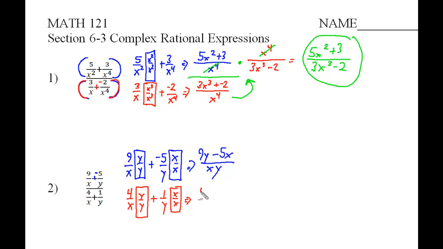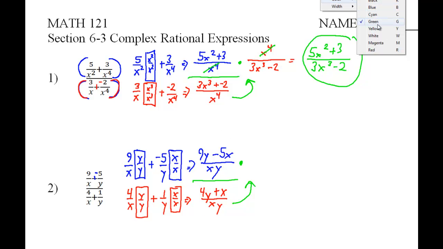So what I have now is 4y plus 1x, or just x, all divided by xy. Now what I need to do is bring that to the top, because these two are still considered part of a fraction. And to bring this to the top here, I'm going to need to flip the red fraction, or flip the denominator, because dividing fractions is skip, flip, multiply.